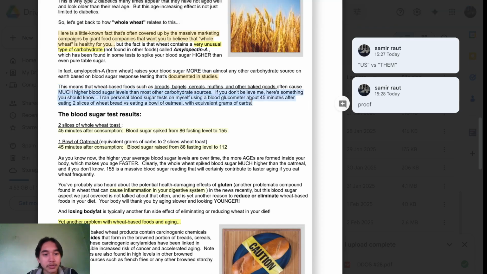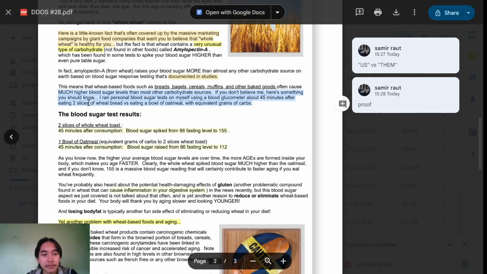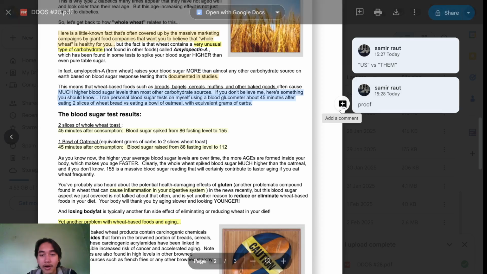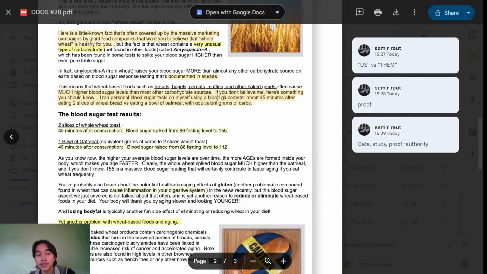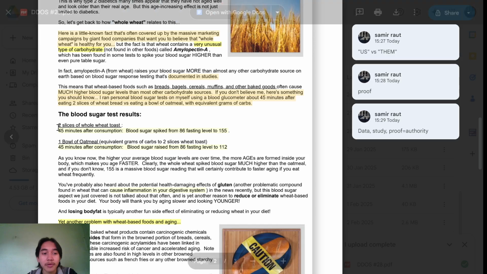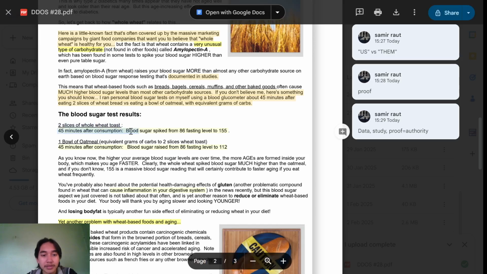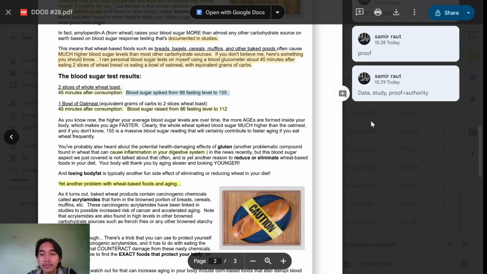If you don't believe me, here's something you should know. I ran personal blood sugar tests on myself using a blood glucometer about 45 minutes after eating two slices of bread versus eating oatmeal with equivalent grams of carbs. Data, study, proof. When you use something like that, it equals authority. When you present that you did some study on your own, it just assumes that you know what you're doing, right? You know what you're talking about. Two slices of whole wheat toast, 45 minutes after consumption. Okay, it's gonna more cite the study, right?